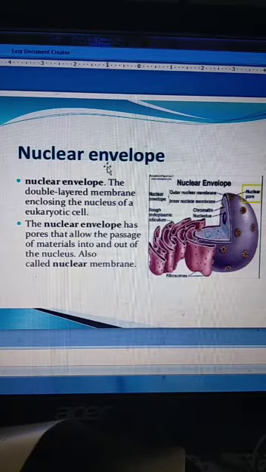And the nuclear envelope. The double-layered membrane encloses the nucleus of a eukaryotic cell. The nuclear envelope has pores that allow the passage of materials into and out of the nucleus; it is also called the nuclear membrane. The outer membrane is continuous in many places with the rough endoplasmic reticulum. The nuclear envelope is dotted with ribosomes. These are ribosomes, chromatins, pores.